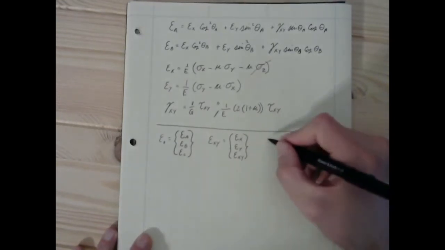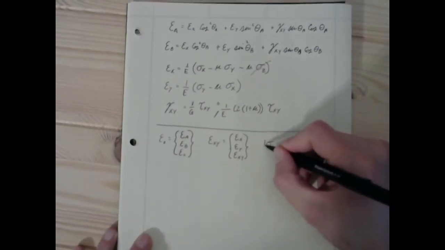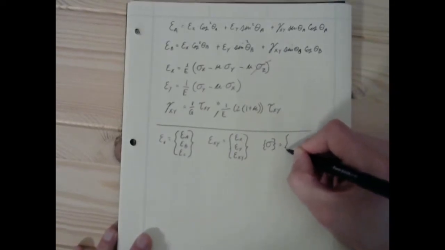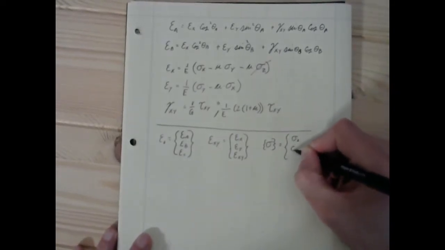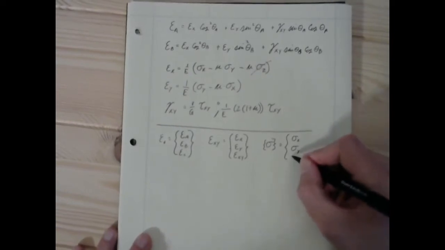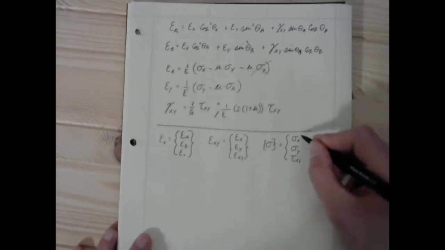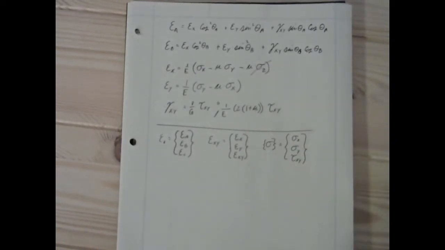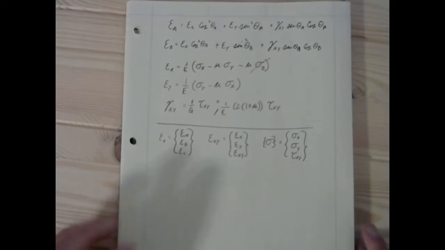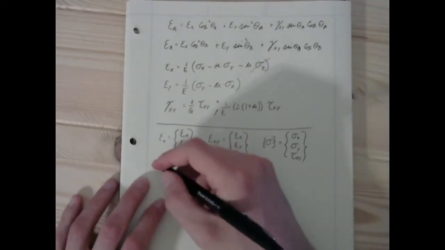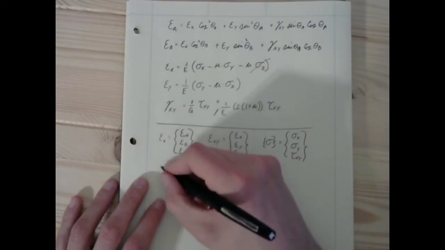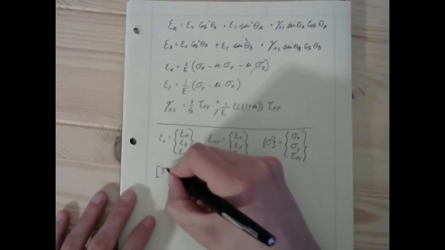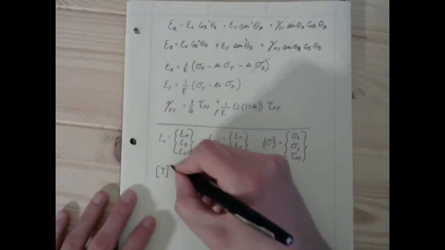And then our stresses, we define that. Our stress vector is just equal to the stress in the x direction, the stress in the y direction, and the shear stress in the xy direction. And then we define our directional matrix. Now, this is going to look like an awful lot of work, but you can probably do it pretty easily, I would say, especially if you have access to MATLAB right now.